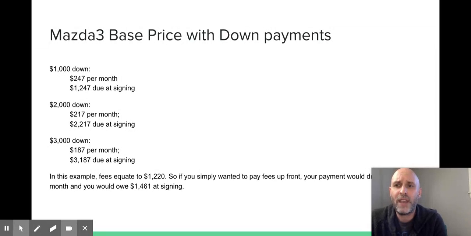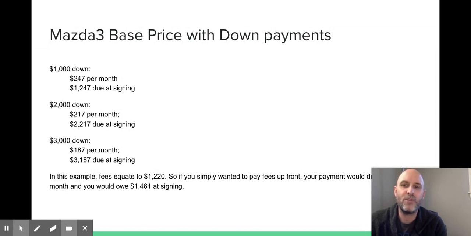So if you look at this kind of breakdown here, $1,000 down would bring the monthly payment down to $247, and you'd pay that plus the first month's payment, so $1,000 plus $247 at signing. And you would walk out of there saying, I'm under $250 a month. I only paid $1,200, not a big deal. $2,000 down brings it down to $217 a month. $3,000 down, that's where you get down to $187 a month.